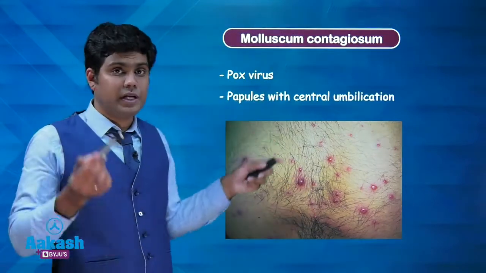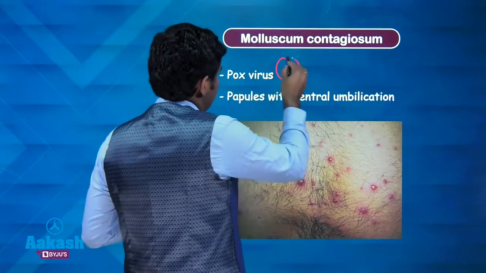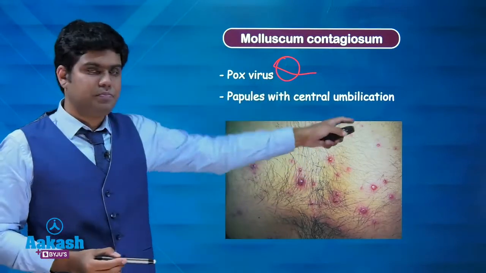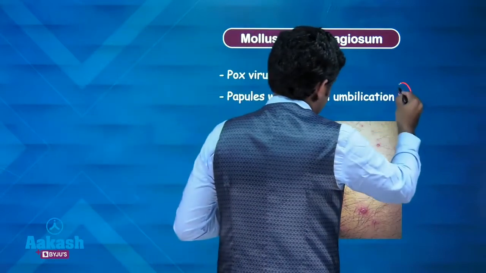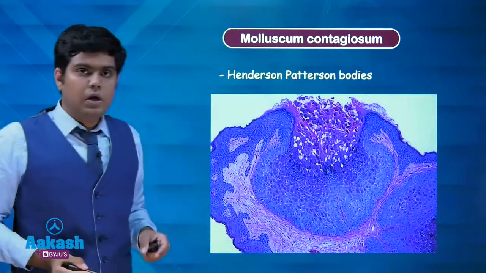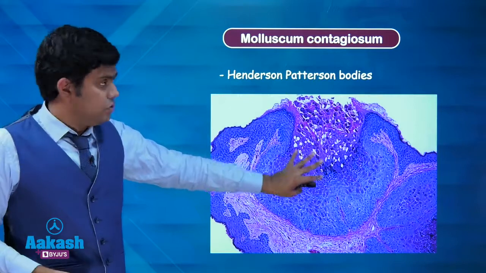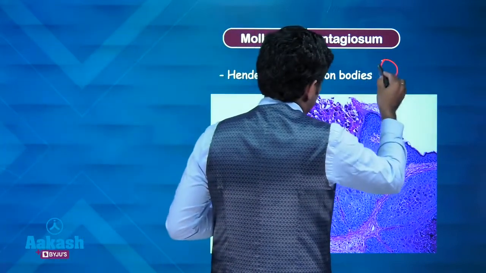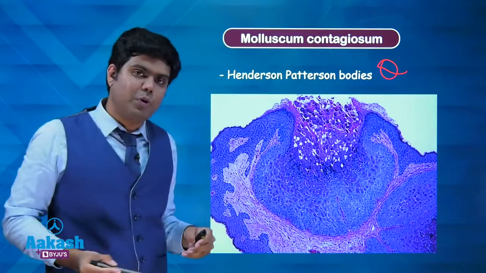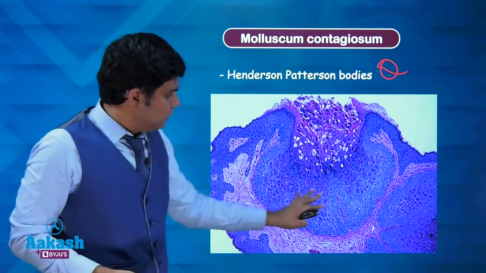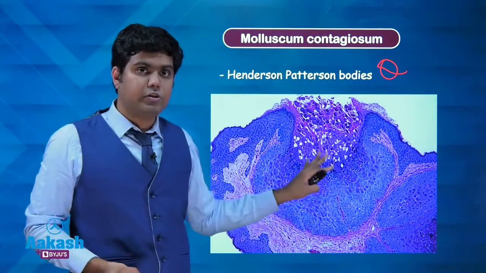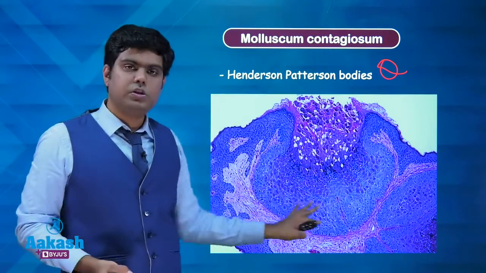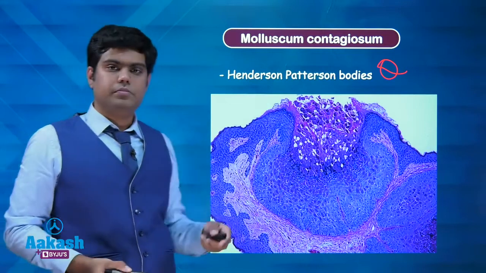So molluscum, again a question comes, the causative organism behind this lesion is pox virus and it presents with papules and central umbilication, very important. Another important question, image based question per se, one liner, it can be asked, what bodies are seen in molluscum? Henderson-Patterson body, HP bodies. So you can see they are intracytoplasmic inclusions. You can see the umbilication, right, and these are all the inclusion bodies of molluscum, HP bodies.